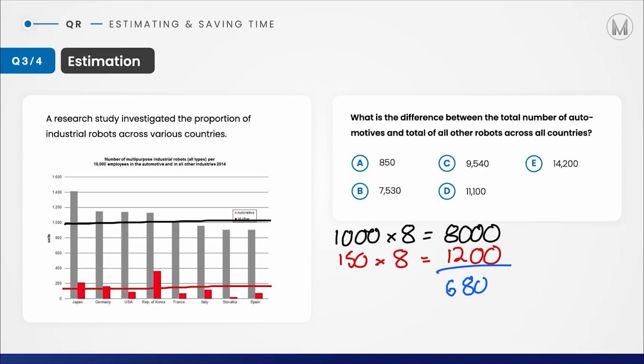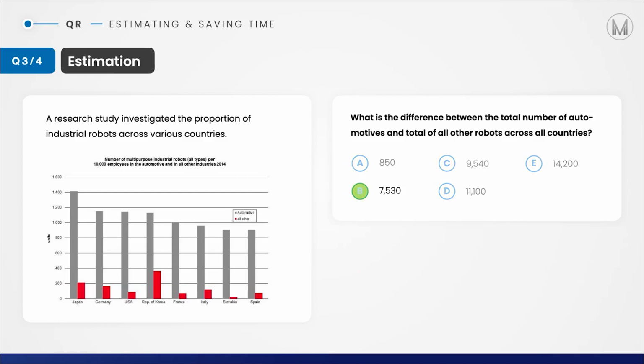Now 6,800 isn't one of my answer options, but I have to remember that I have estimated quite a large amount. So I'm going to go with the one that's closest to 6,800, which in this case is answer option B, 7,530. If you had perhaps estimated 1,100 for your grey columns, this would work a bit nicer, but even if you did what I did, we would still get to the right answer. So well done if you managed to get B without doing much maths.